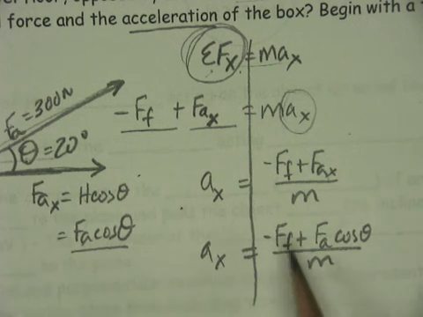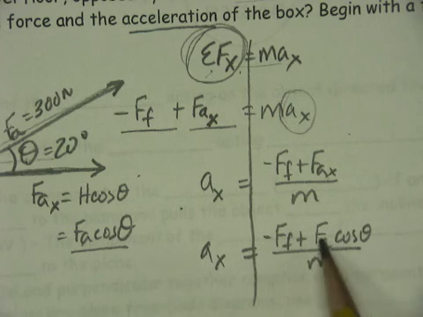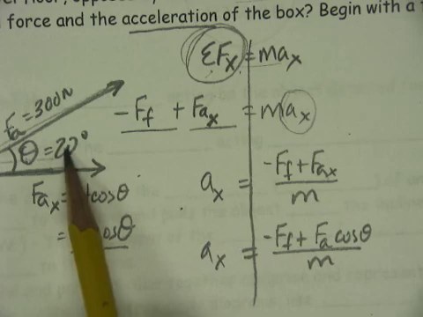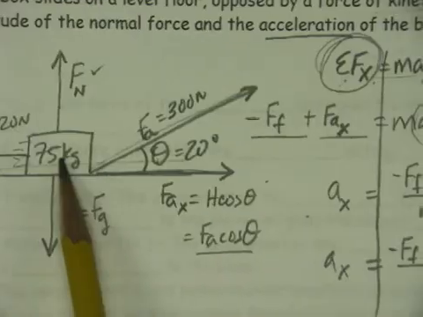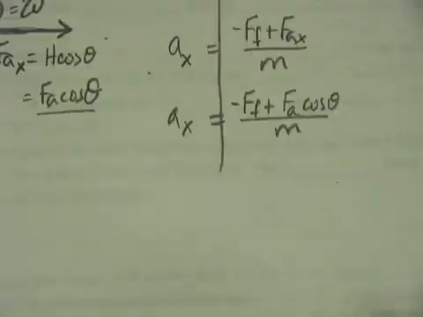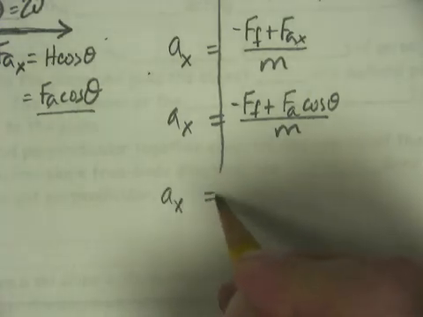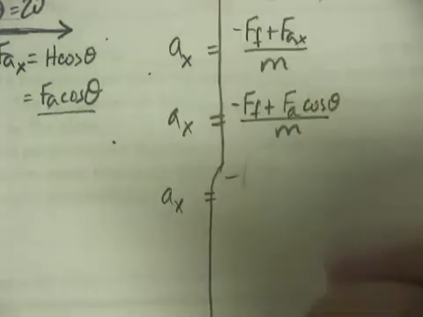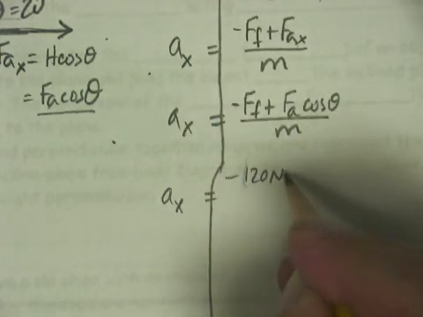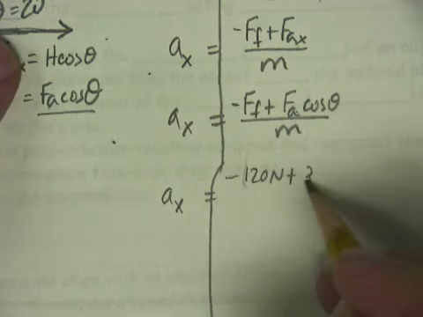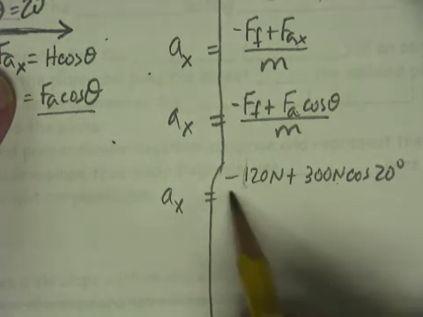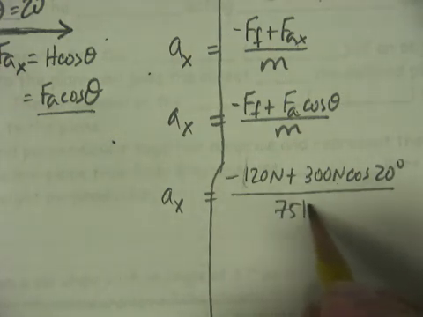All right, now, do I know F_f? Yeah, it's 120. Do I know F_A? Yeah, it's 300. Do I know the angle? Yeah, it's 20. Do I know the mass? Yeah, it's 75. I know everything. Now that I know everything, I can plug it all in. So a_x is equal to negative the force of friction, which was 120 newtons, plus F_A, which is 300 newtons, cosine of 20 degrees, all divided by the mass, which is 75 kilograms.